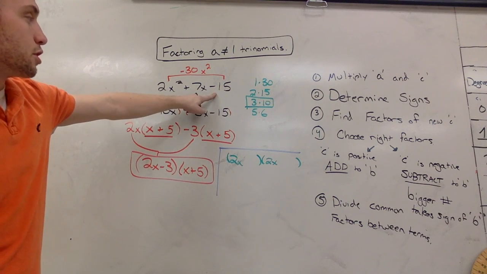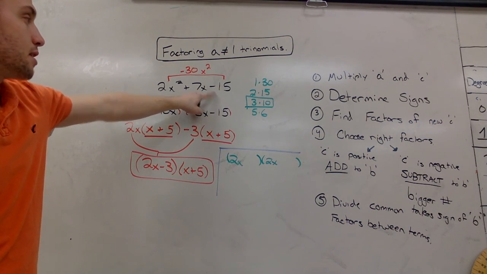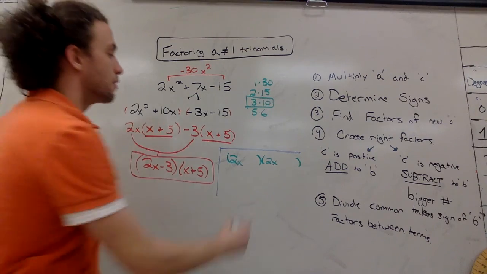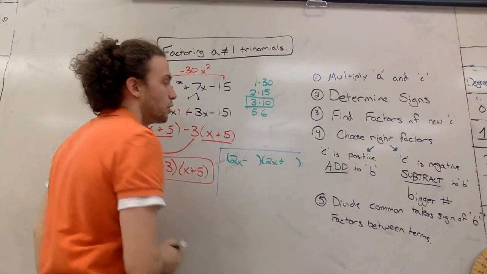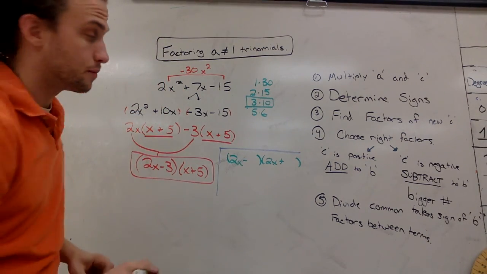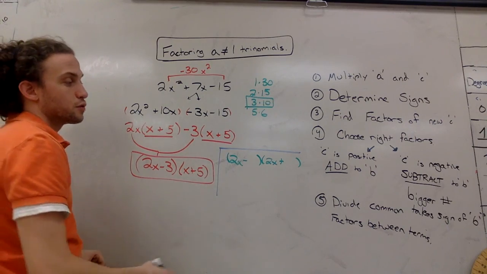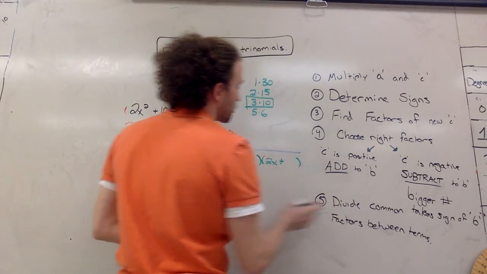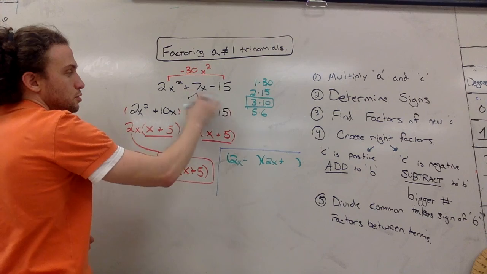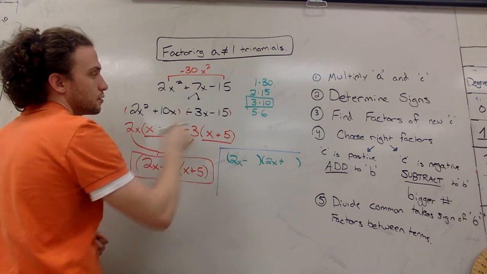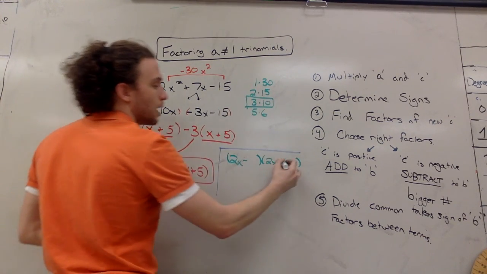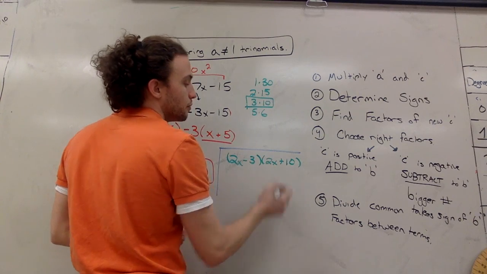And if this is positive, then we have to add to that number. If it's negative, they subtract. And this is definitely negative because it's a negative 15. All right. So these two numbers have to subtract to the bigger number, or subtract to 7. So 10 minus 3, positive 10, negative 3.